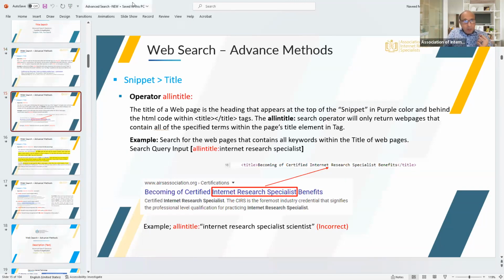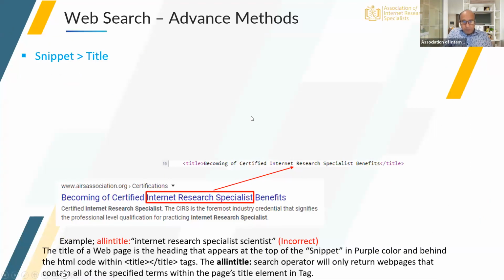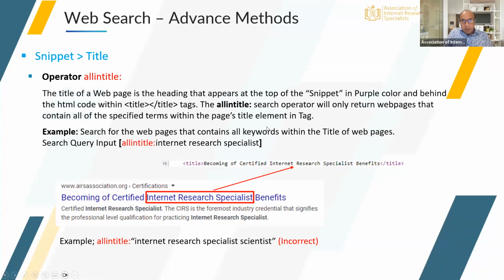Let's run it in this one. Okay. See, all in title. What all in title means is that the words that follow the colon sign should all be included in the title statement. Like all of these words, which in this case were internet, research, specialist, all three have to be present.